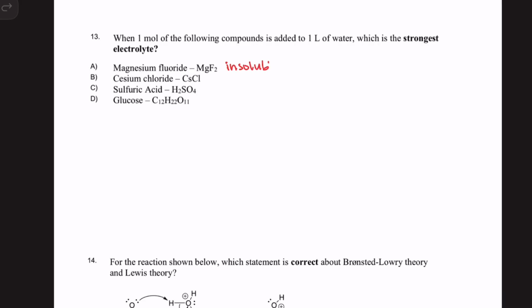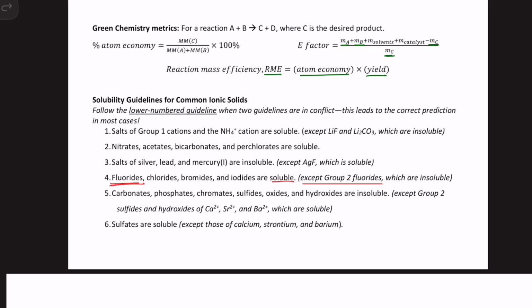So because this is insoluble, this is going to be quite a weak electrolyte because it's not going to dissociate into its ions as much. So it's probably not the answer. It's a weak electrolyte. So next, cesium chloride. You can look on the formula sheet once again, and this is soluble because this is a chloride and it is soluble, and it's not a group 2 and there's no exceptions for that.